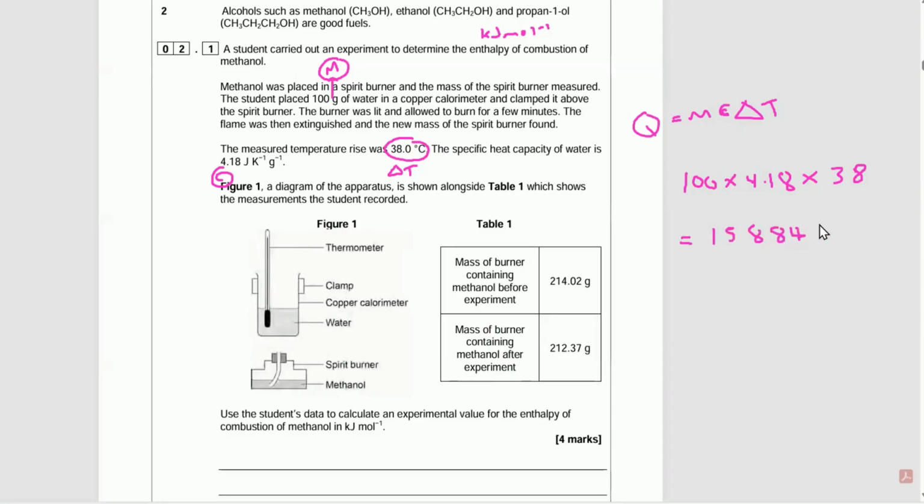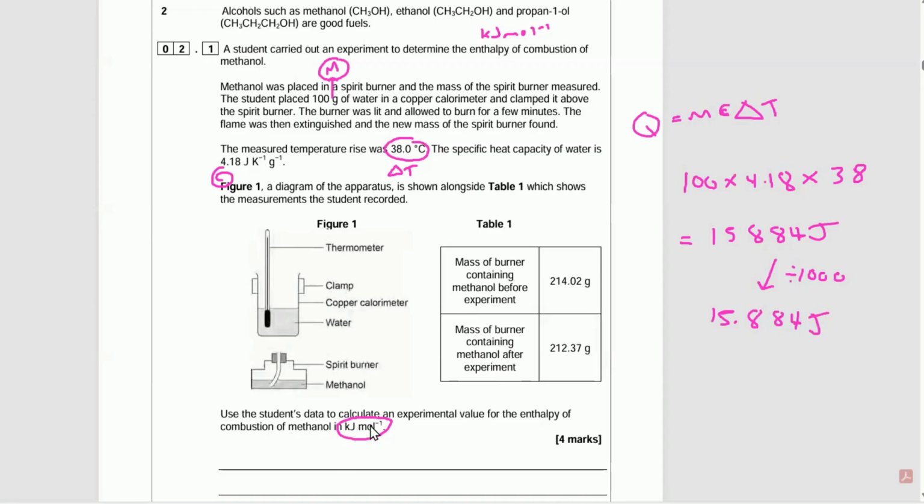15,884 joules. Okay, now look at our answer. It's always good to go down to the question and find the units they want. They want it in kilojoule per mole. So what's the first thing we need to do? We're going to change this into kilojoules. How do you change 15,884 into kilojoules? You divide by 1,000. And now we are going to get 15.884 kilojoules.